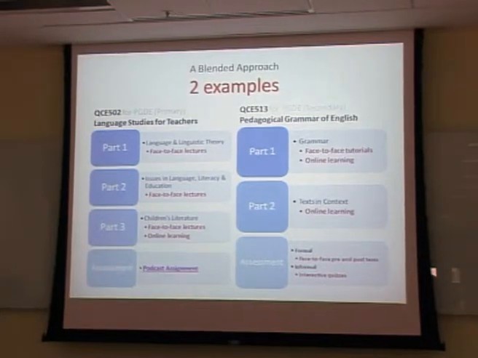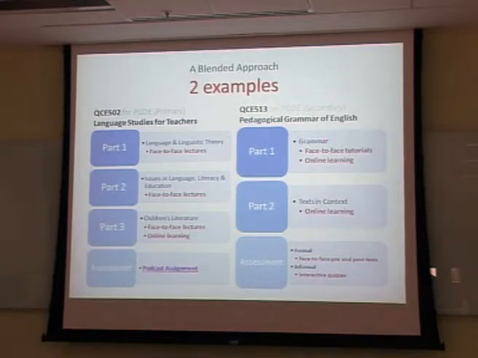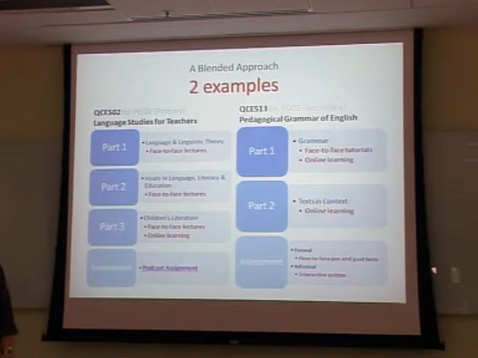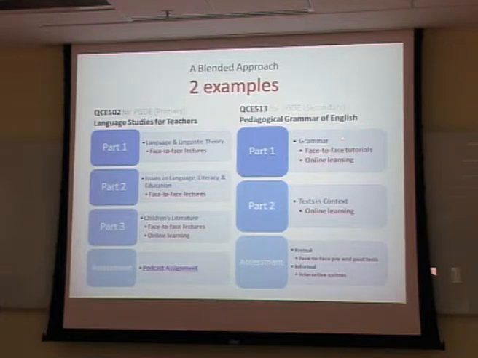Okay. Now the second course that we were looking at is the other course, and the example here is the secondary course, where for part 1, it actually comprises 2 parts. The grammar portion and the text in context portion. Okay? Text in context is just raising awareness about text and how the grammar actually works in these texts that we find in school, in everyday life. So for the grammar, we opted for some face-to-face lectures and online learning as well.